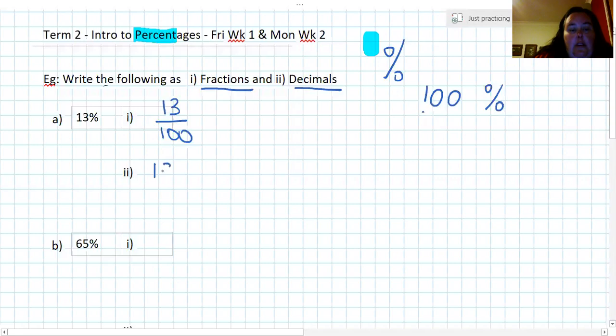So we start with the 13. Now, to turn a percent to a decimal, we divide by 100. 13 divided by 100, you can do it on your calculator if you don't know, or you know that when you're dividing by 100, you move the decimal point 2 places. So we end up with 0.13. And that's it.